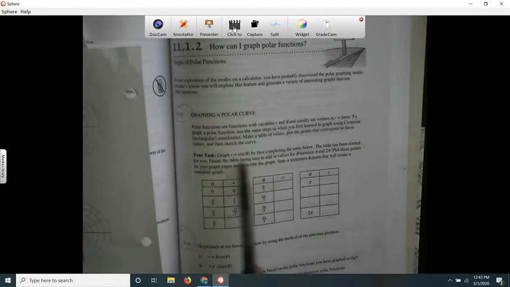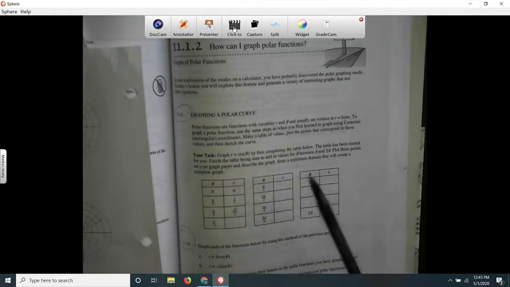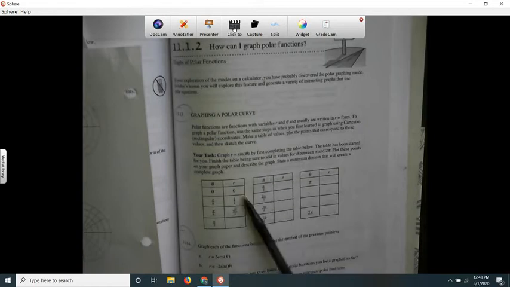So what we're going to be doing is graphing r equals sine theta in polar form. Okay, so we're just going to complete the table. These are like our ordered pairs, but they're going to be in polar form. And then we're going to plot the points and see what the graph looks like.